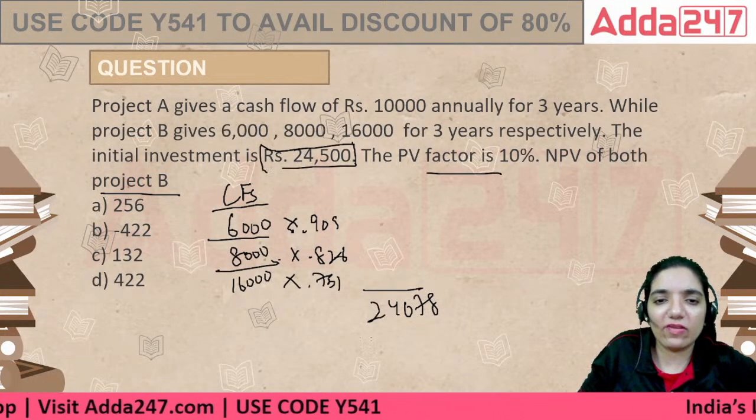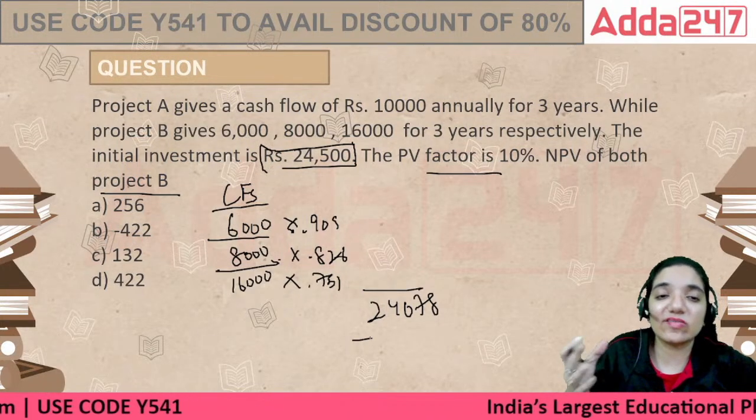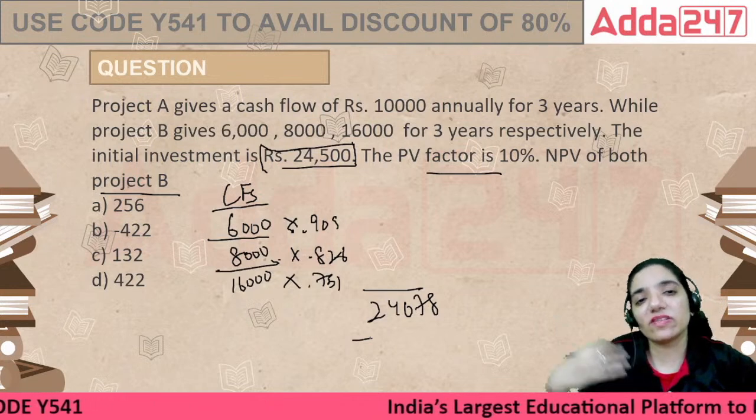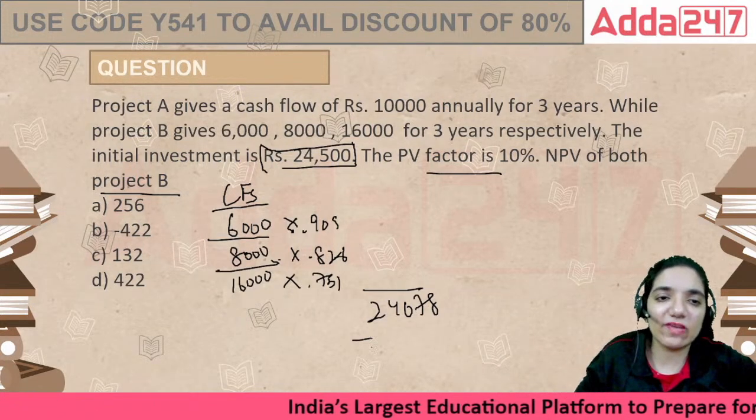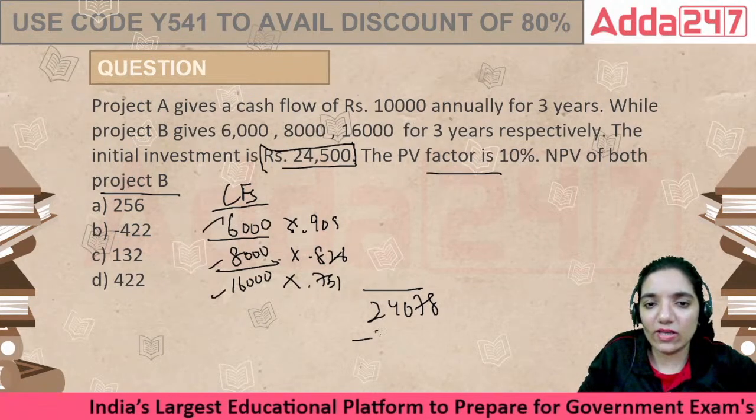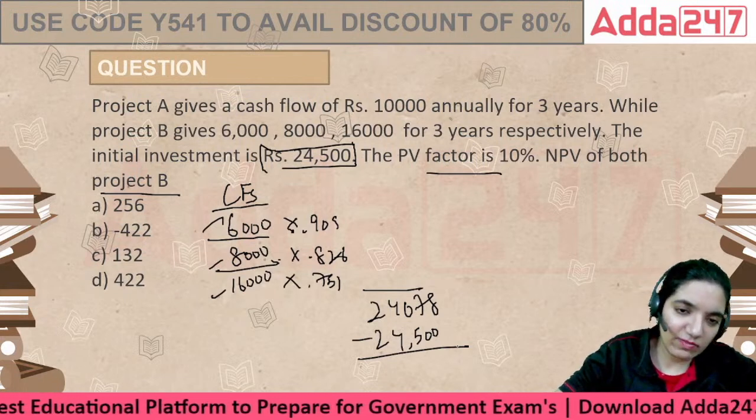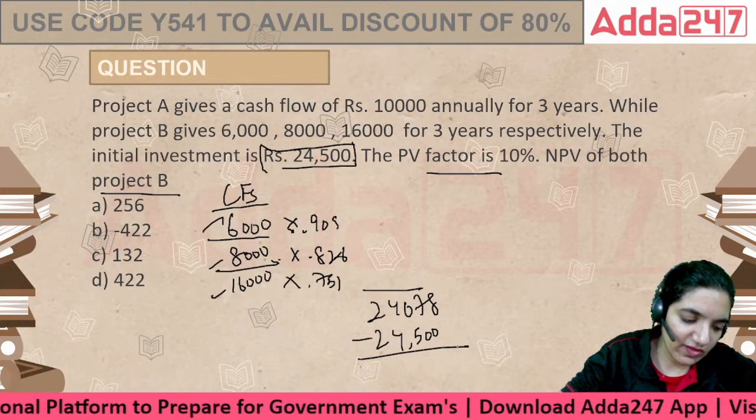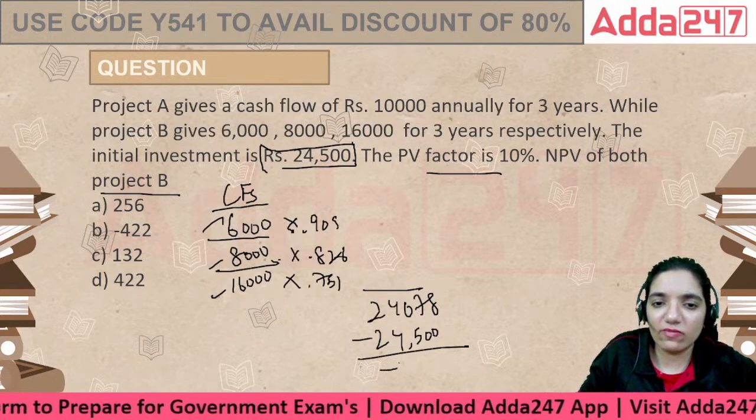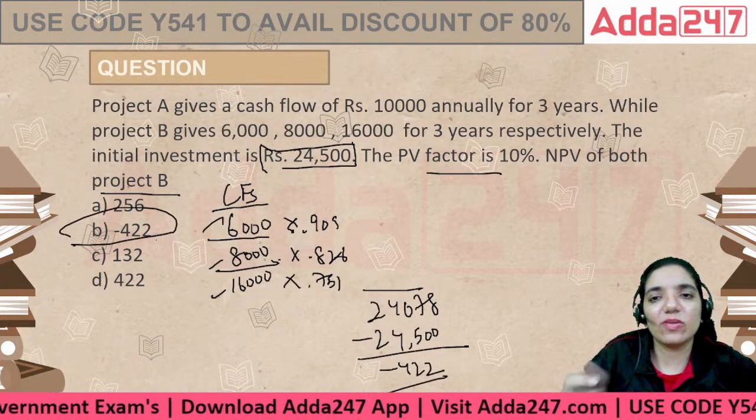In this case we are having a negative point. But after investing so much, we have invested 16,000, 8,000 and 6,000. Basically we have invested 24,500 and what are we getting? We are getting 6,000, 8,000 and 16,000, but the value is coming which is less, right? It would be minus 24,500, giving a value of negative 422. It's negative right now. So that means project B should not be accepted.